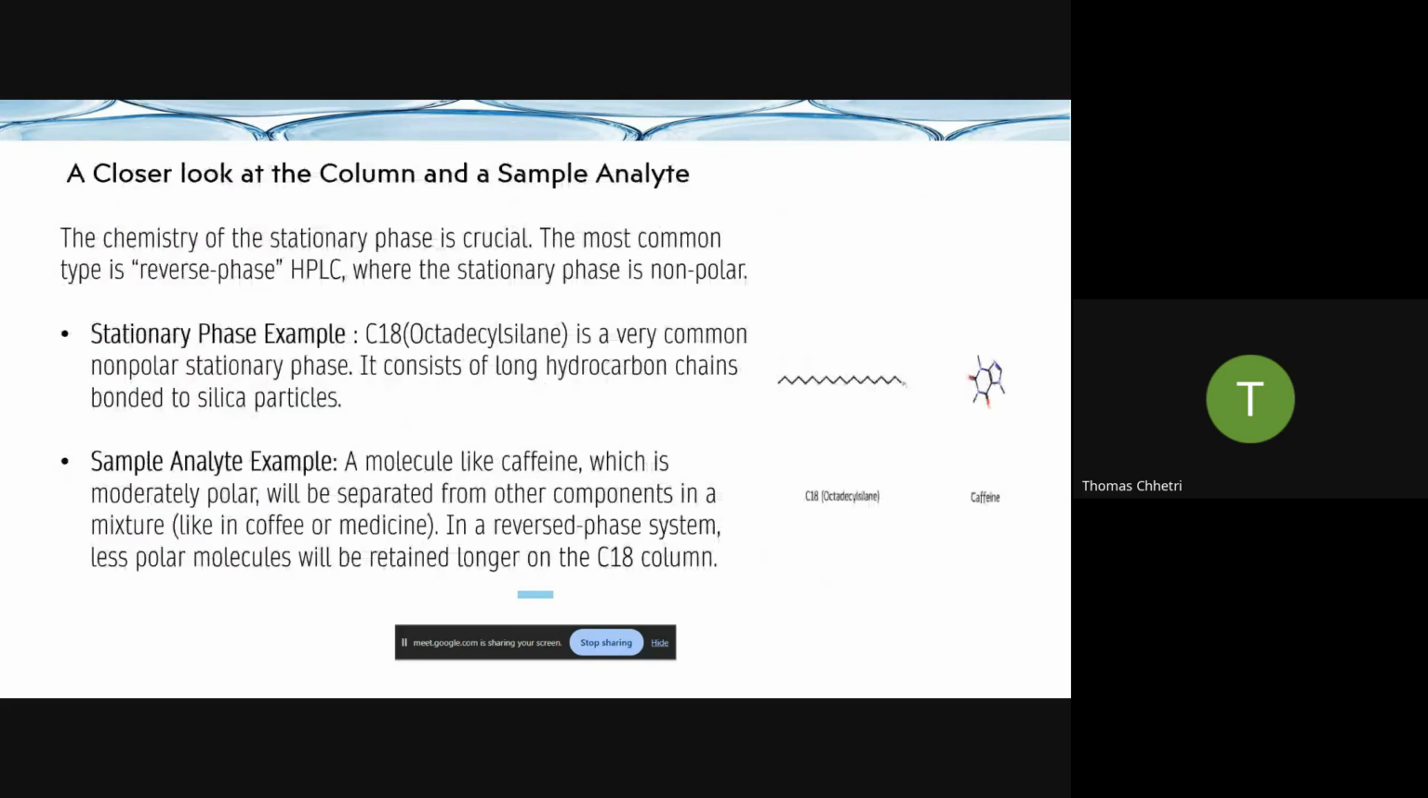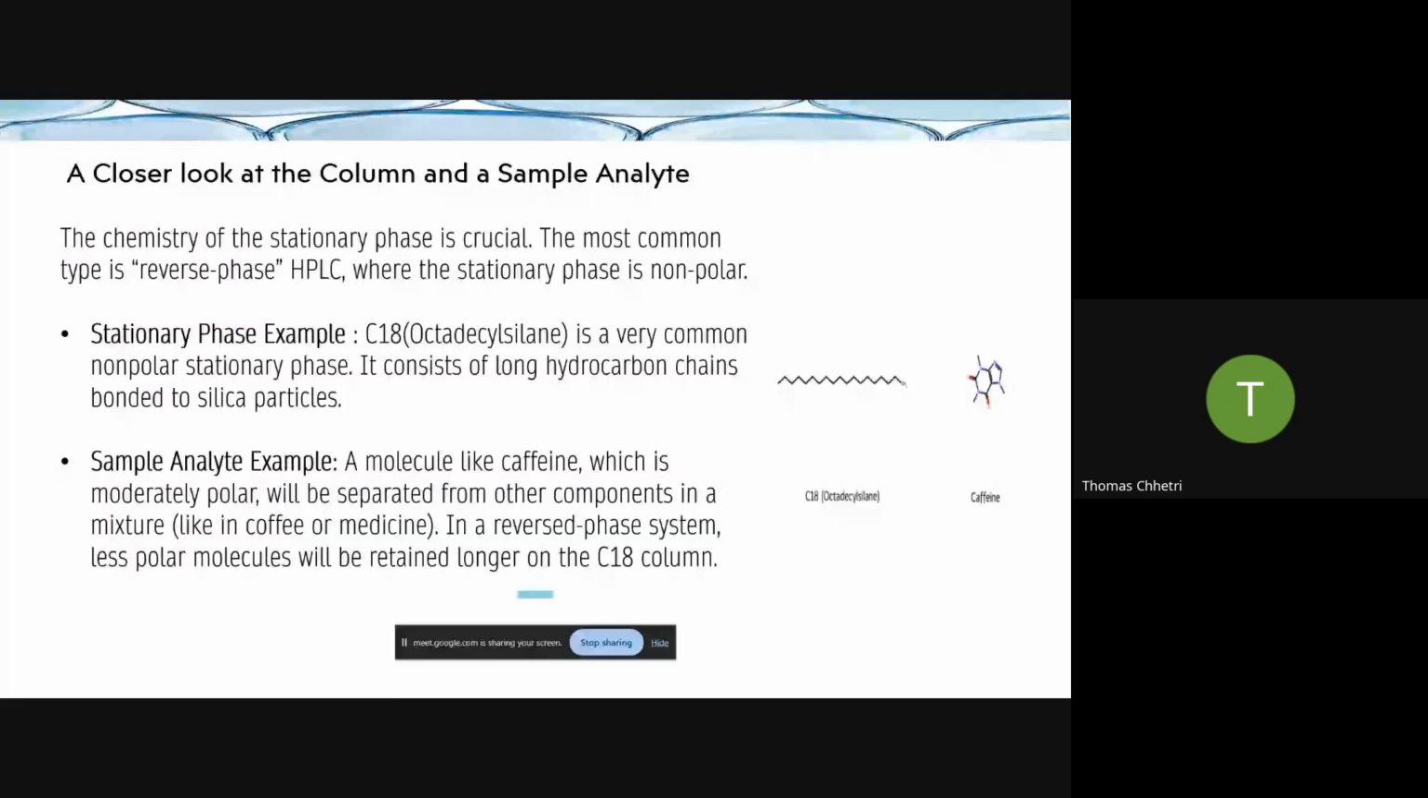Let's look closer at the column and the sample analyte. The chemistry of the stationary phase is very crucial. The most common type is reverse phase chromatography of HPLC, where the stationary phase is nonpolar. As an example of stationary phase, we took C18 bonded silica, which is a very common nonpolar stationary phase. It consists of long hydrocarbon chains bonded to silica particles. We can see the visual structure of the C18 bonded silica on the right hand side.